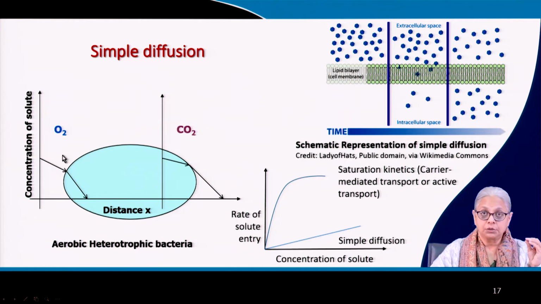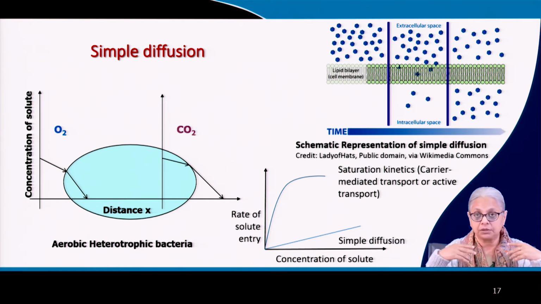Let us take our normal aerobic heterotrophic bacteria. Our normal aerobic, the one that we see everywhere around us. It's in the water, it's in the soil, it's everywhere. Inside us, outside us. They're all aerobic heterotrophic bacteria. What are they doing? They need to take up oxygen and they need to throw out CO2. CO2 is the end product of this process.